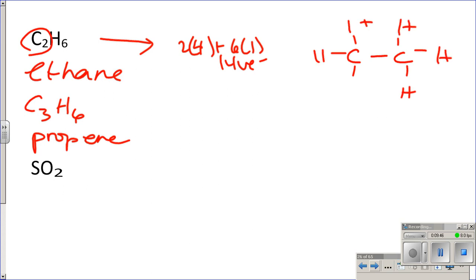Work with me. 3 carbons. Hydrogens around each one. How many electrons are on carbon? How many electrons? Those are 4 bonds.